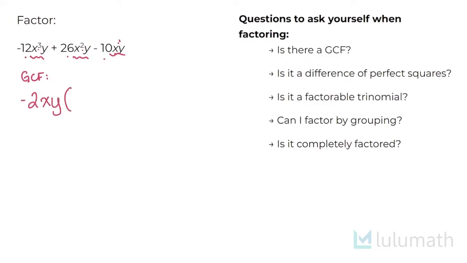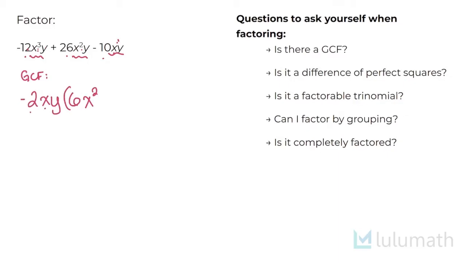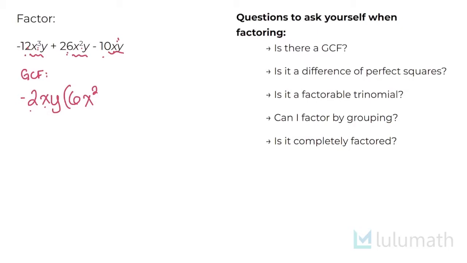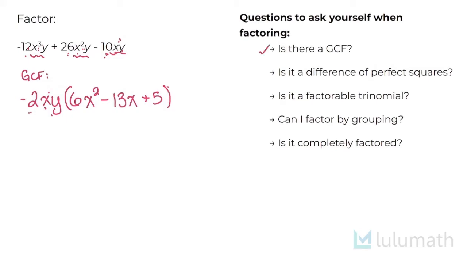Now, when I factor that out, negative 12 divided by negative 2 is positive 6. X to the power of 3 divided by x is x to the power of 2. Y divided by y cancels. Now, 26 divided by negative 2 is negative 13. X to the power of 2 divided by x to the power of 1 is x. Our y's cancel out again. And then negative 10 divided by negative 2 is positive 5. X divided by x cancels, y divided by y cancels to give me 1 for both of those, but 5 times 1 times 1 is simply 5. So we finished our first question for right now.